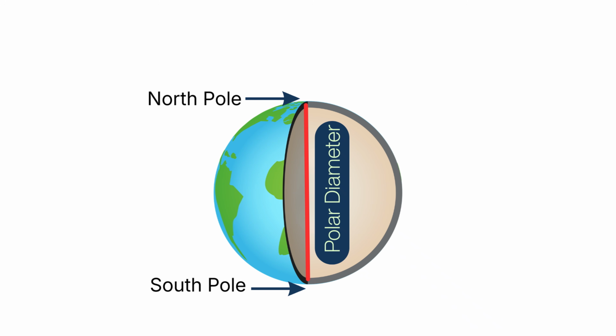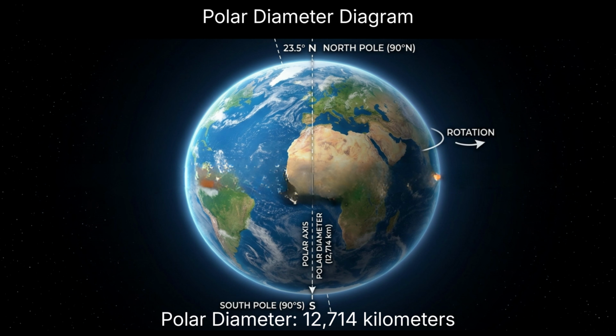It is the distance straight through Earth from the North Pole to the South Pole, passing through the planet's center. The polar diameter is a distance through Earth from the North Pole to the South Pole. For Earth, this distance is about 12,714 km.